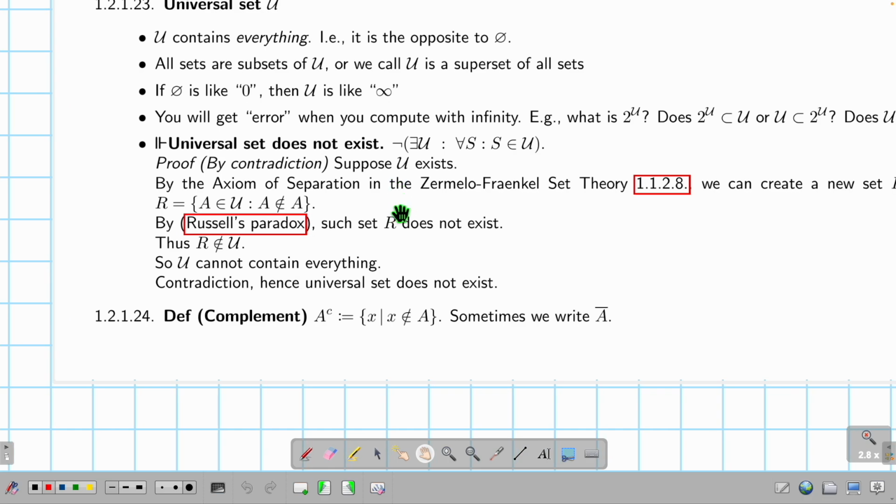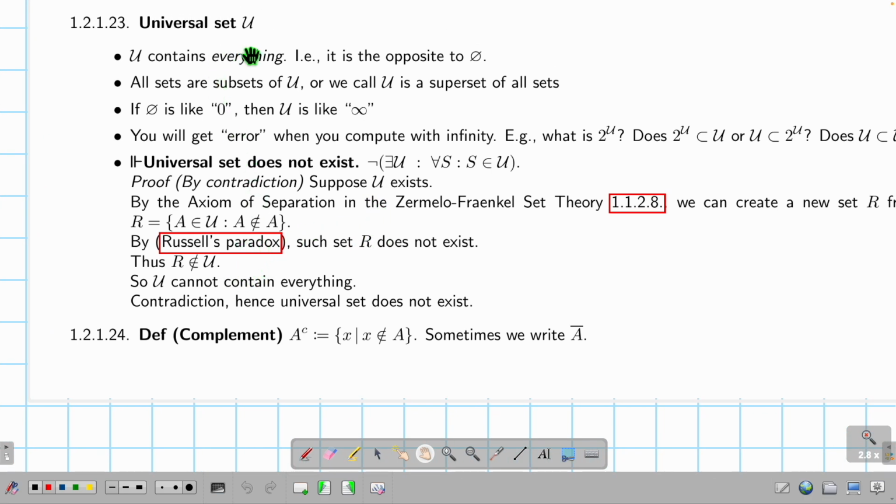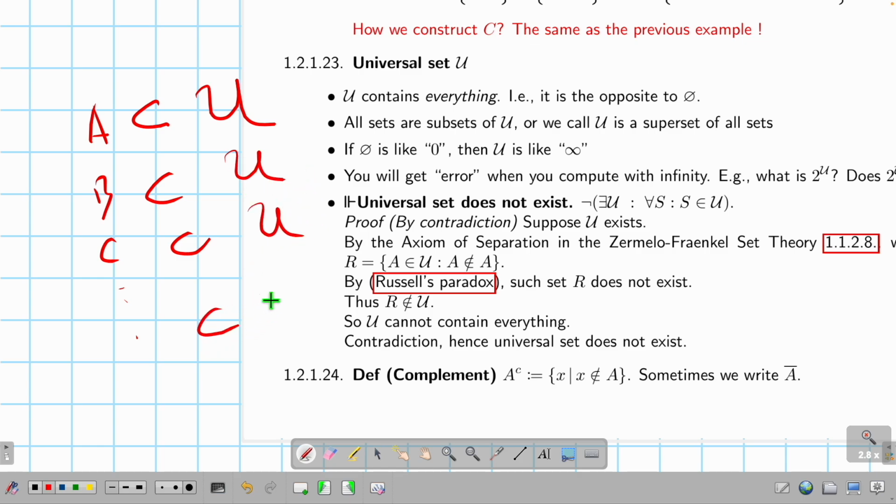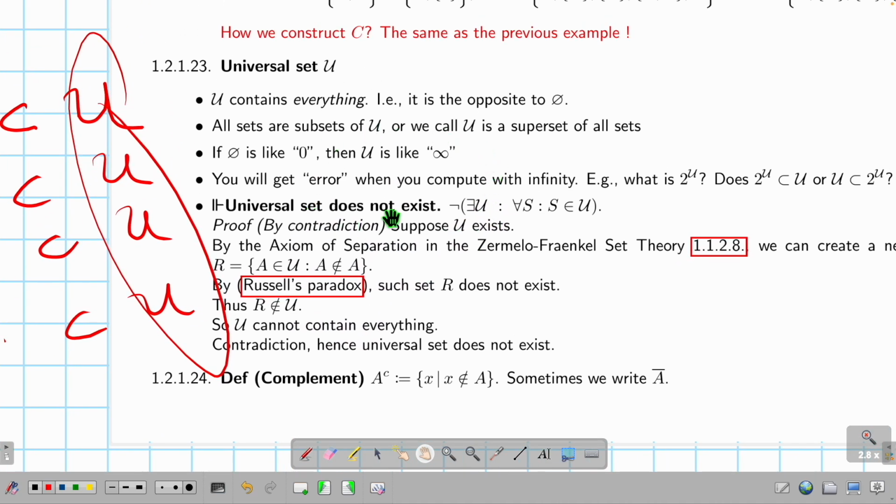And here's a funny thing. By Russell's paradox, this set does not exist. That means I have A, B, C, whatever, a bunch of sets. I'm now saying, well, there will be a super crazy big set called U, the universal set, everything. It turns out this guy does not exist. Why? Because what happens if I have a set here that is also U? Does U belong to U? Now I go back to Russell's paradox, which says no, therefore you cannot have that. So this set does not exist.